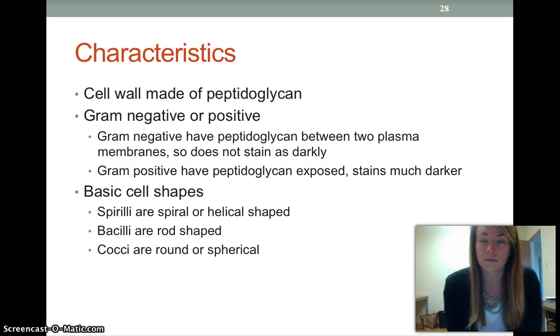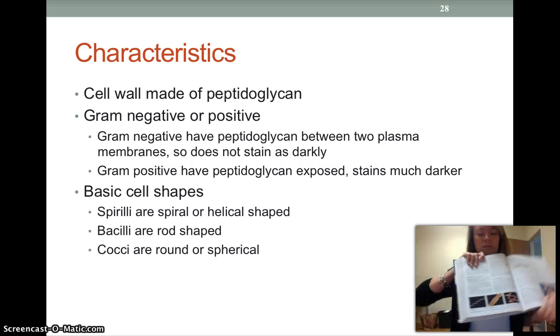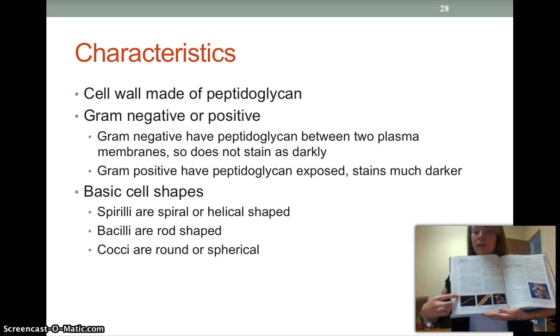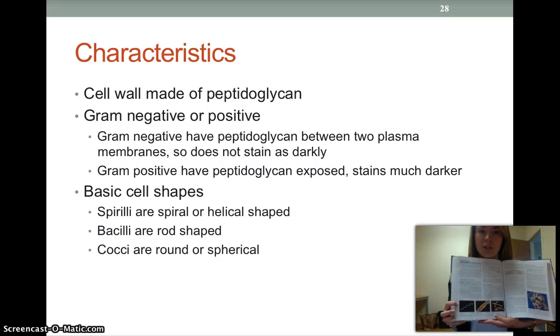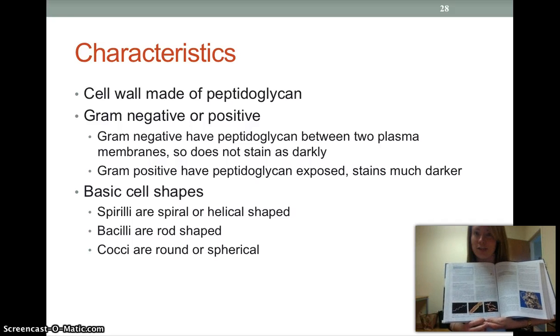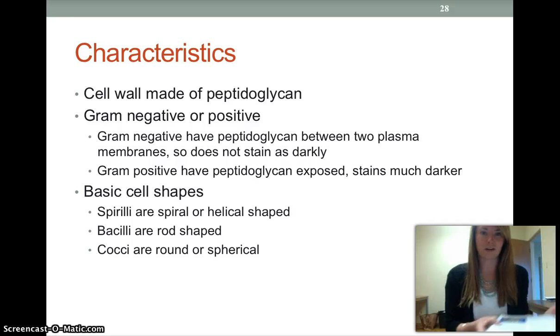There's also another way we classify them, based on their shapes, because there are so many different kinds of bacteria, but they have very diverse shapes. There are 3 basic bacterial shapes. There's spirilli, which are spiral or helical shaped. This picture is in your textbook. I hope you can see this. Spirilli, it's on page 374. Spirilli is helical shaped. Bacilli is rod-shaped, and cocci, or coccus, is round or spherical.